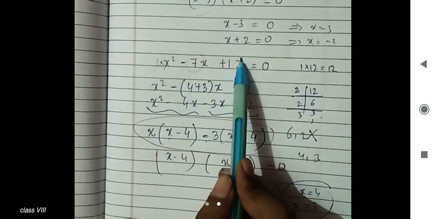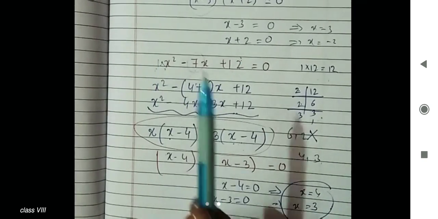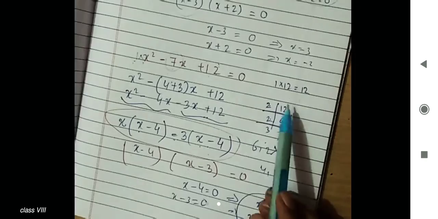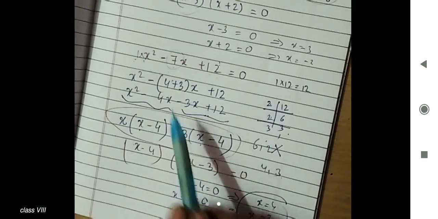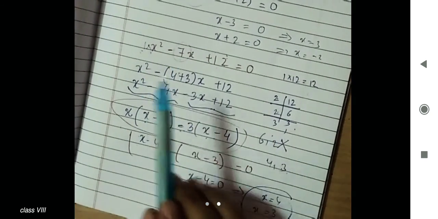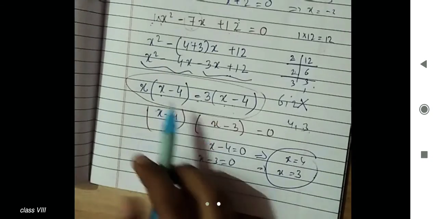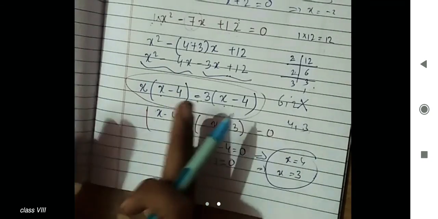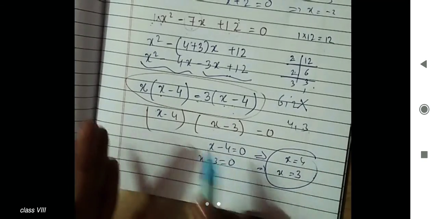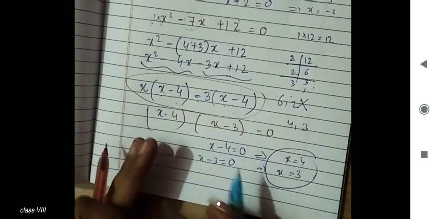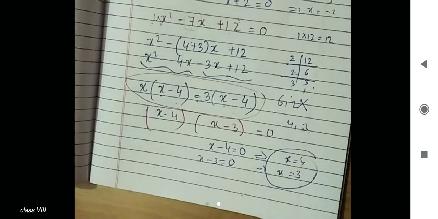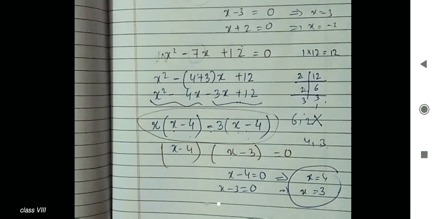In the factorization method, you multiply these two numbers, and then you factorize, and you want two numbers such that you will get the sum or subtraction, whatever you want to do here. I did addition, so 4 plus 3 is giving me 7. Then I just open it, then I make a pair, first and second term, then third and fourth term, I take common, then again I take common, then I apply the zero product rule. So this is how you will find the solution of a quadratic equation.